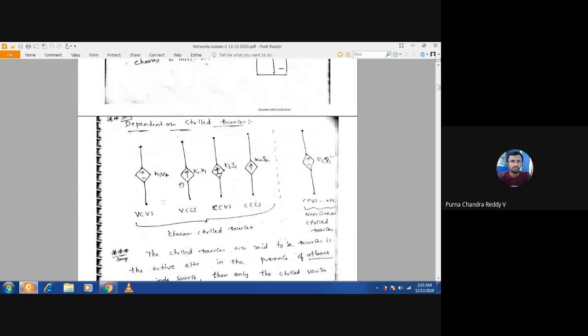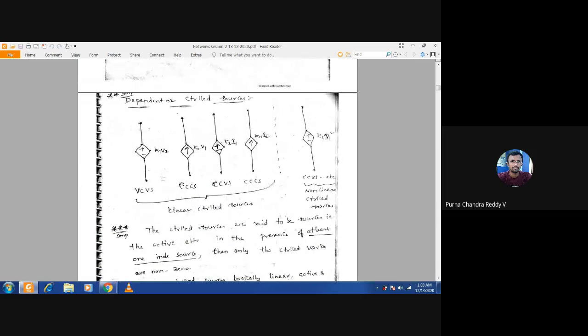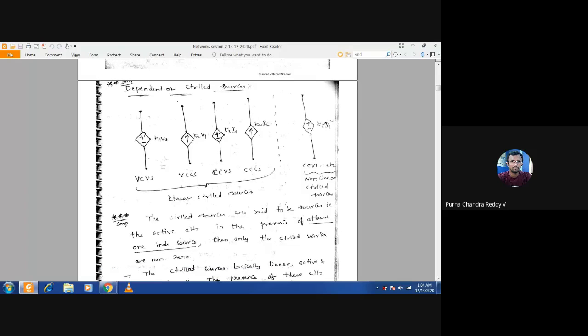Okay, thank you. Next, we'll see these sources, which are known as dependent sources, or you can say controlled sources. Why are these controlled sources? Because these are controlled by some variable. That variable is nothing but the dependent variable or controlled variable. You can observe by looking at this: plus minus means voltage source, arrow means current source.